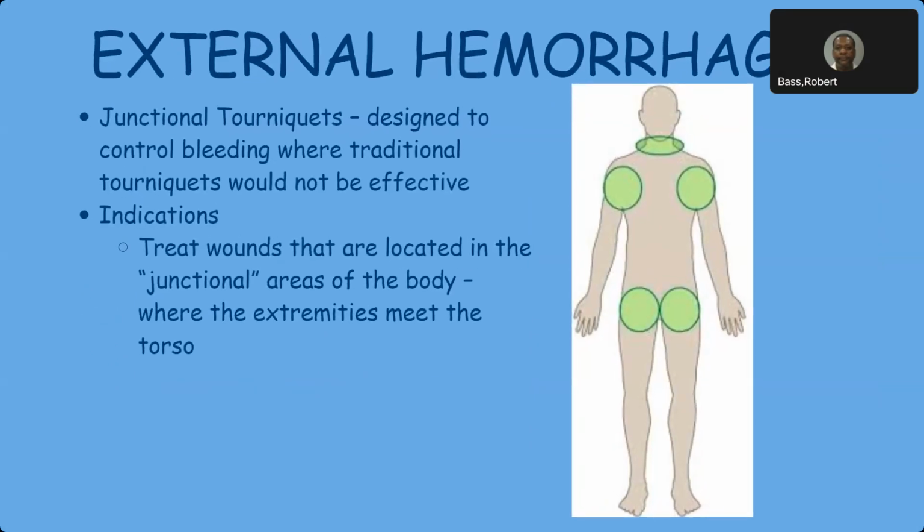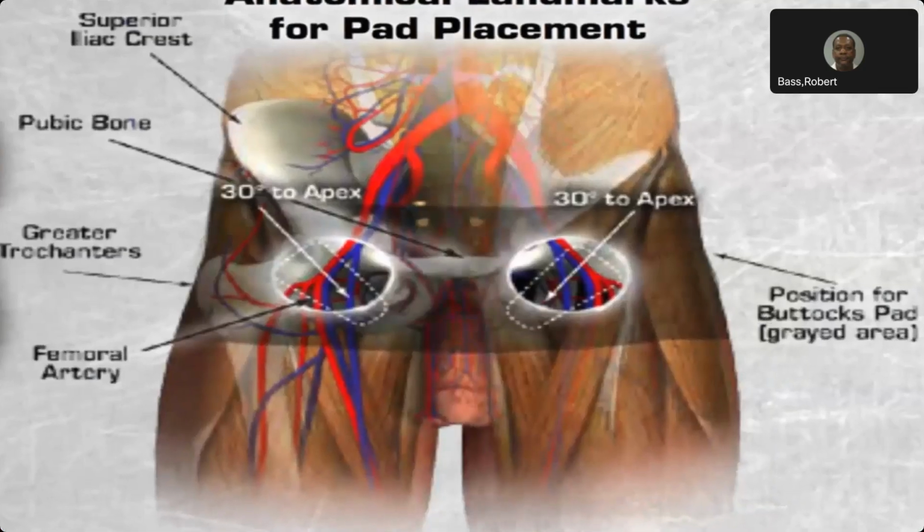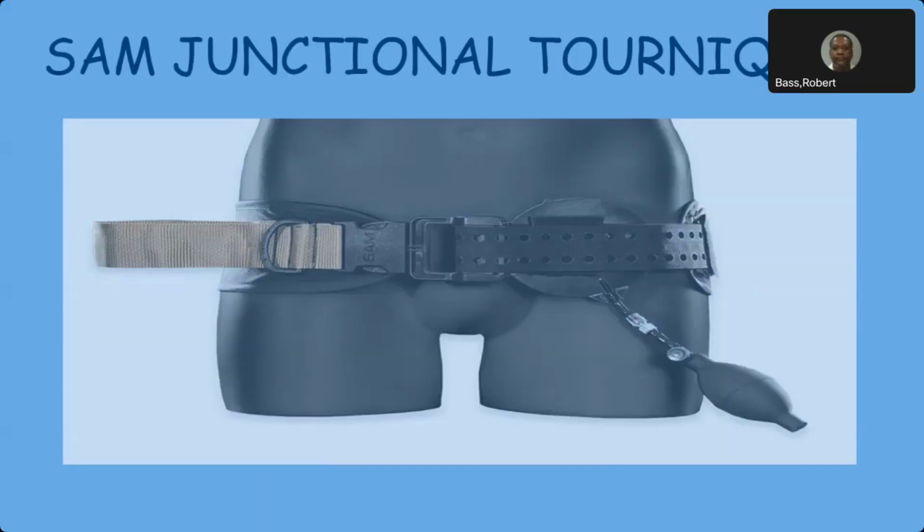Our junctional tourniquets, which we spoke about, are for areas that are not tourniquet friendly, where you're going to have a hard time getting a tourniquet in place. We've got our neck, our axilla, and those groin areas. There are junctional tourniquets available that can be used.